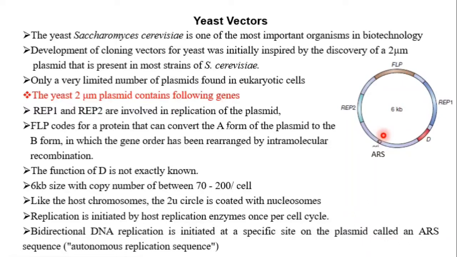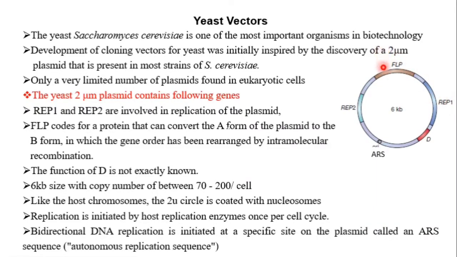The 2-micron plasmid is one of the plasmids present in yeast. Now we can see the characters of the 2-micron plasmid. It contains the genes REP1 and REP2, which are involved in the replication of this plasmid.